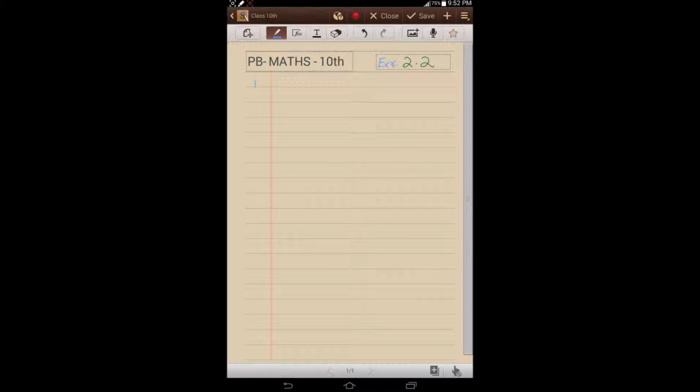Class 10th exercise 2.2 question number 1. The requirement is to find the cube root of 64. So let's start. Let's assume x cube is equal to 64, or we can write it as x cube minus 64 is equal to 0.